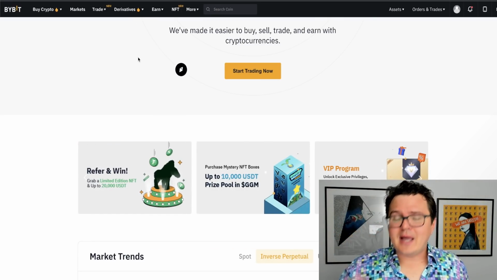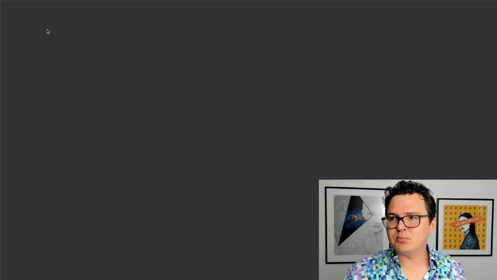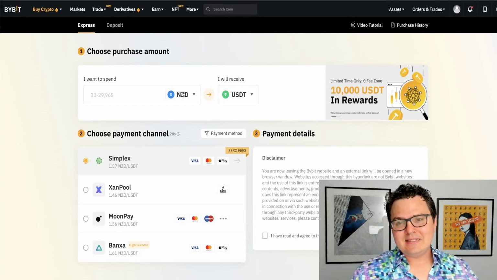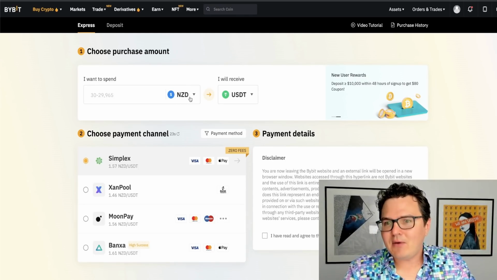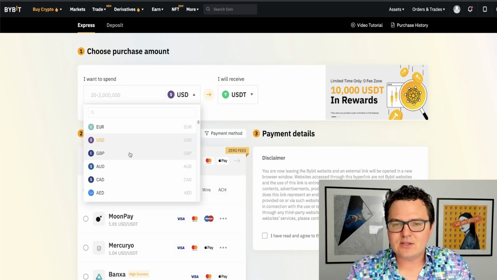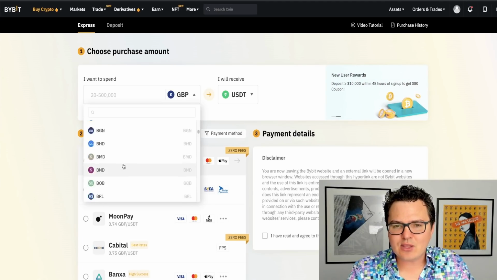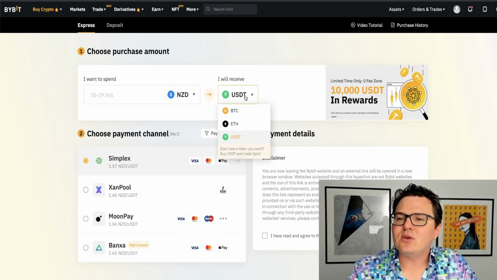Let's start off by buying crypto directly here on Bybit. So come up and click on Buy Crypto and then click on Express. So that will give you a lot of different options. Look, mine is set to NZD, NZ dollars, because I live in New Zealand. However, if you'd like to use US dollars, if you would like to use British pounds, lots of other options here right on down the list of currencies that you can be using. So most currencies are supported here, and you can buy either Bitcoin, Ethereum, or USDT.